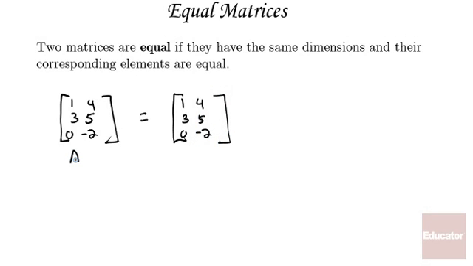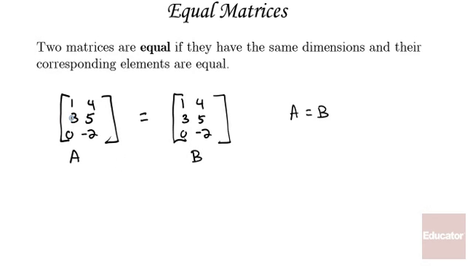Okay, so I'm going to call this A and this matrix B. And I can say that A equals B because the corresponding elements of A and B are equal. Elements are corresponding if they have the same position within a matrix. By position, I mean the same row number and the same column number.